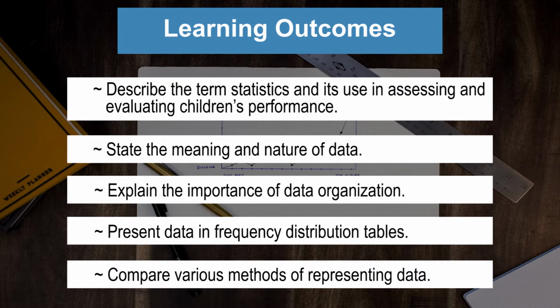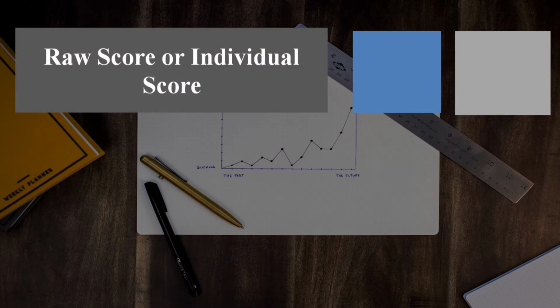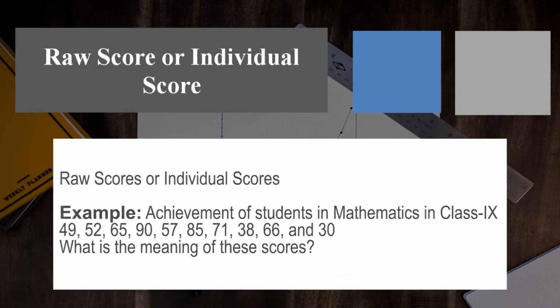that is the data presentation, and to understand the concept of data and how to represent it in a frequency distribution table. First of all, I will start my discussion to understand a raw score, which is also called an individual score. Raw score is also called individual score.